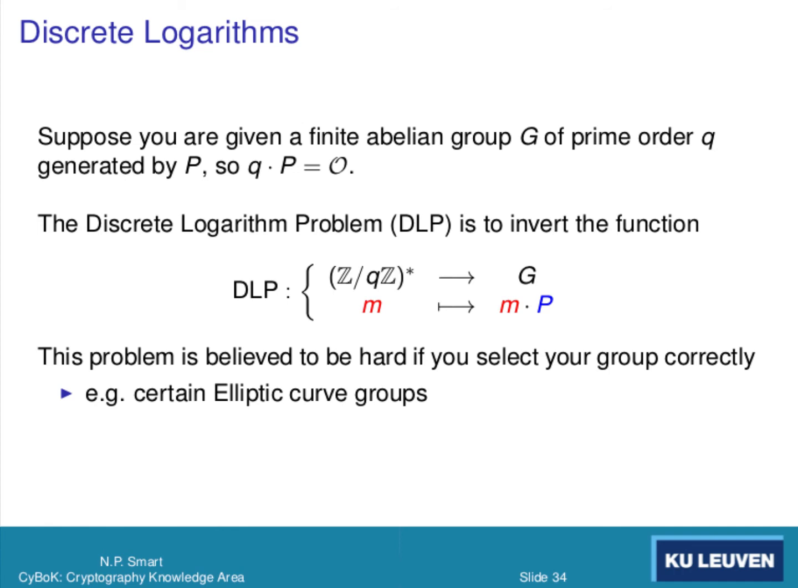And the discrete logarithm problem is that you take some value n mod q and you add P to itself n times to give you something called n times P. And the idea is that this is a one-way function. If I give you n times P and P, it's very hard for you to compute n. And this is a much more difficult problem than factoring. So this is used a lot in a number of existing schemes.